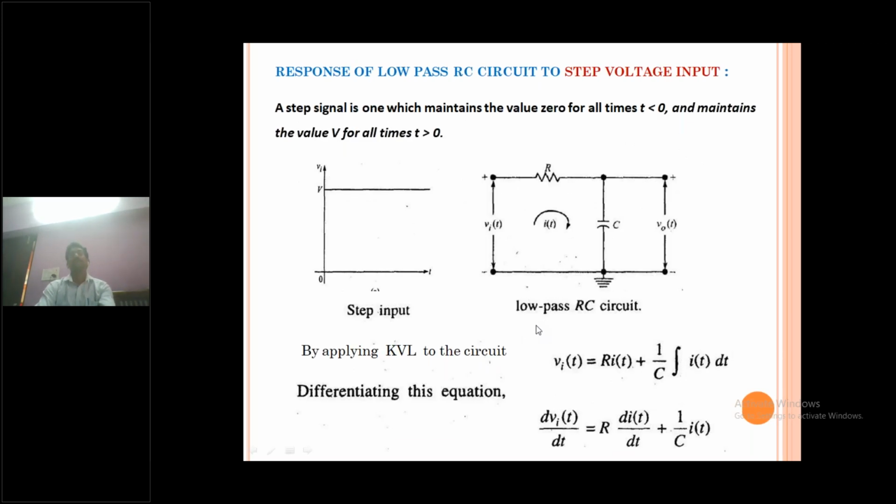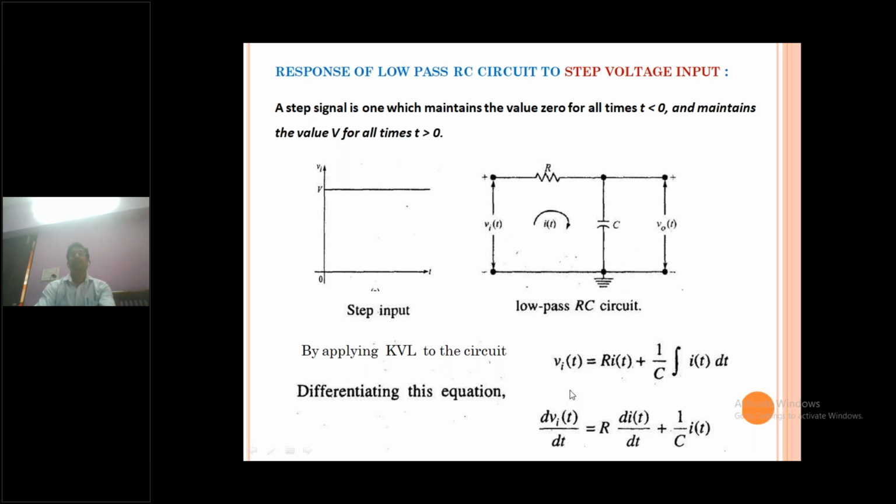So this is the first input of the low pass RC circuit, sinusoidal, which is over. Next, the second important input: step input. I already defined the step input: for t less than 0, the step voltage magnitude equals 0, and for t greater than 0, the magnitude equals V volts. Now the step waveform is applied to the linear RC circuit, a linear network. This is a low pass RC circuit. Now applying KVL, Kirchhoff's voltage law, for the loop: the input voltage equals the drop across the resistor plus the drop across the capacitor.